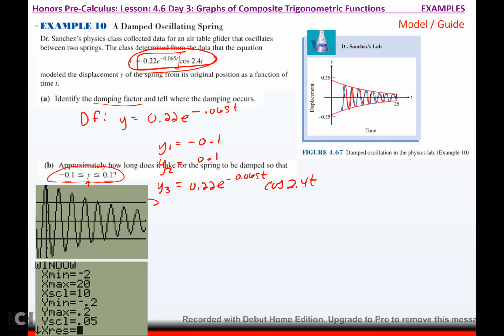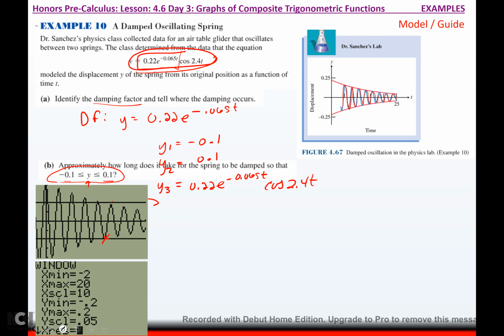Well, you can see here, obviously, it's too big, too big, too big. It's getting closer, a little bit above. Yeah, all right there, and right there. In this little area right here, that's when the wave is between negative 0.1 and 0.1. So what I want to do is figure out the coordinates of that point.